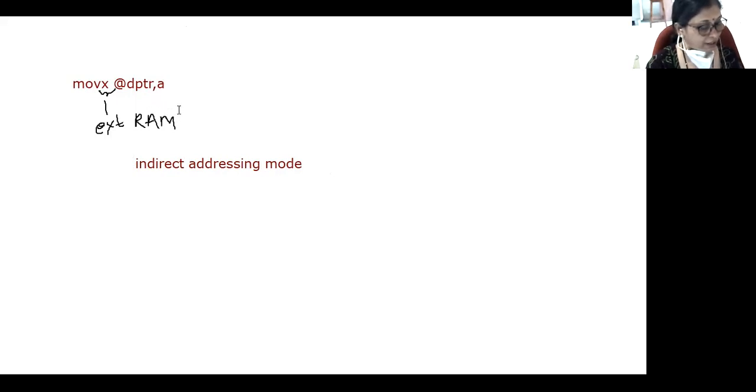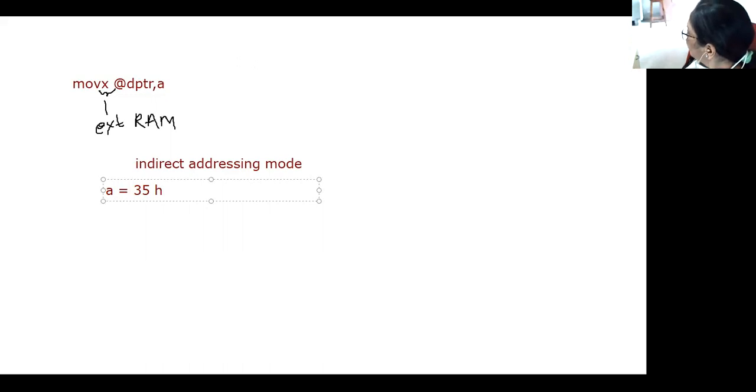This instruction copies the contents of accumulator into the external memory location whose address is present in DPTR. Now suppose accumulator contains the data 35 hexadecimal.